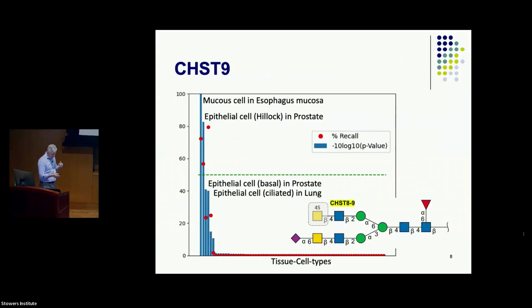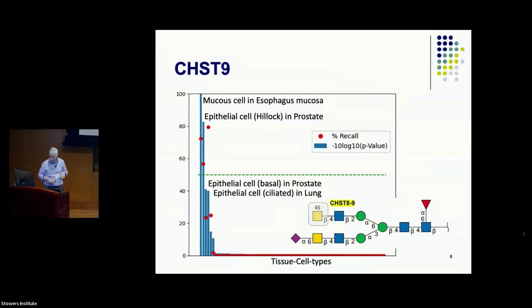Here's an example of one of the sorts of things that we can find. The blue bar here represents a notion of the p-value. The green line represents a crude notion of multiple test significance, approximating approximately 50,000 tests.